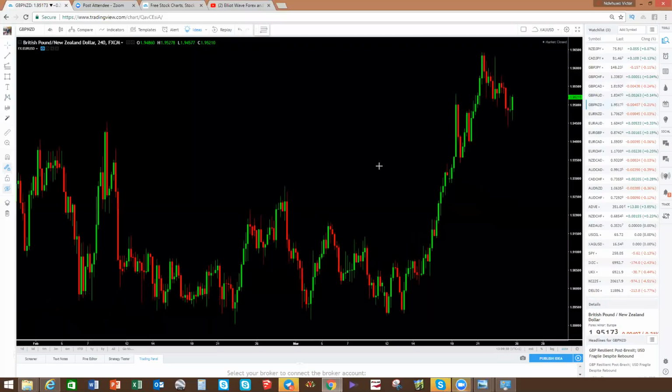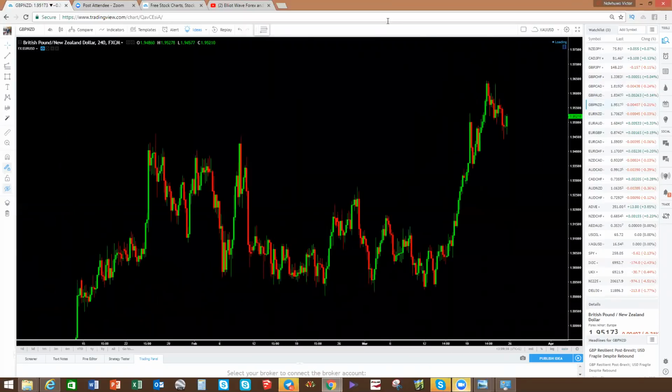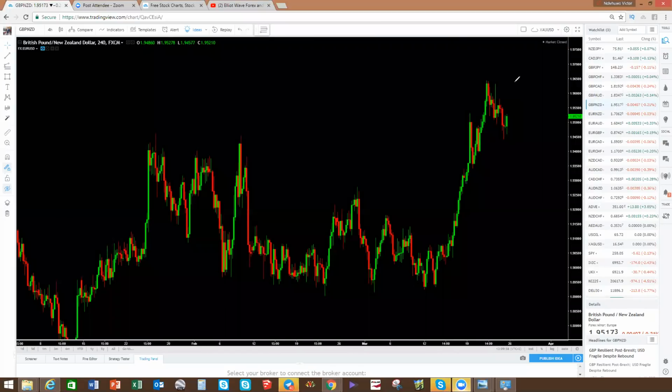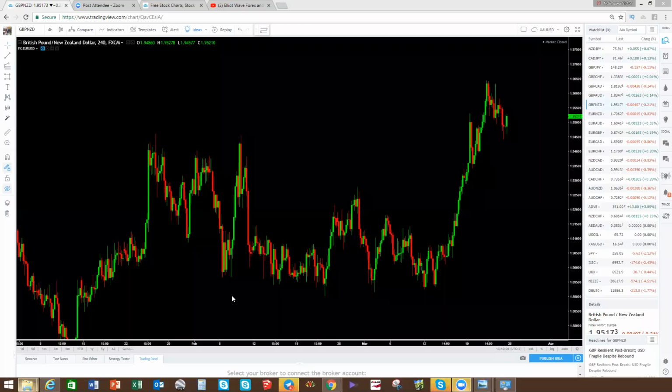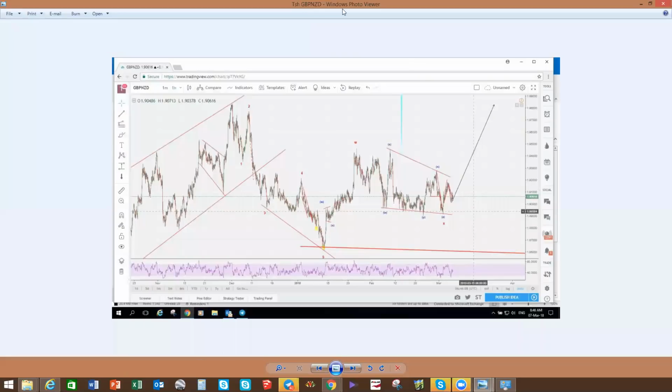All right, so pound New Zealand. You can see at the top there, we've got a similar structure as pound Aussie, and that's because we're expecting upside. And look at this interesting analysis here. I think I showed you this last week. It's actually this one. This is the one that we showed last week. See here, this is what we bought.